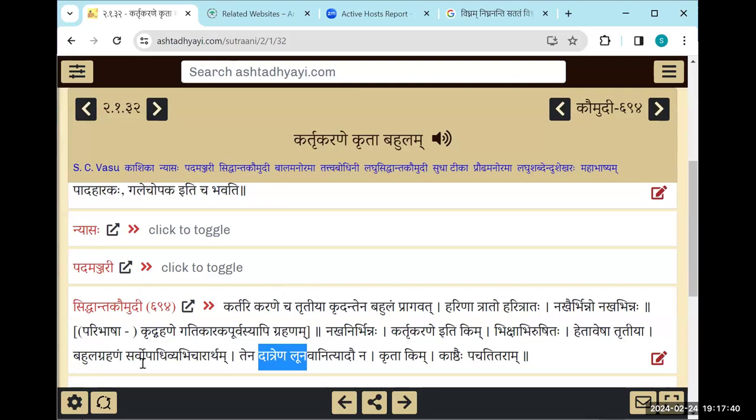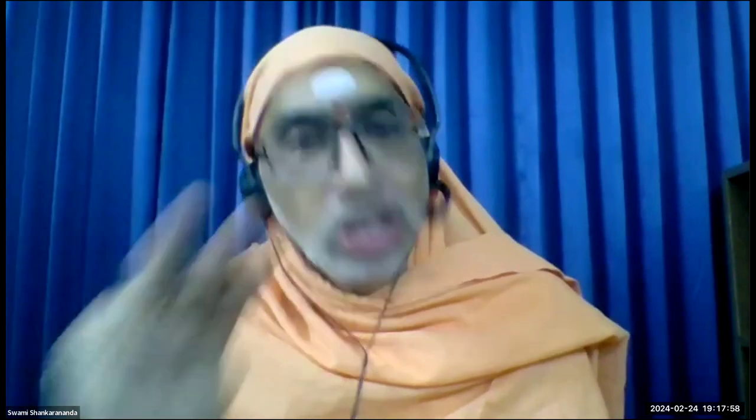It says Bahula Grahanam Sarva Upadhi Vibicharartham. Upadhi means here a condition. To cover all possible conditions which you cannot specify, one word Bahulam is said. And that will tell you that watch, sometimes although there's a Karana or Kartri Tritiya in third case, and it's combined with a Kridanta, like Datra Luna, it may not allow you to compound. Sometimes it is not a Kridanta, it may allow you to compound. Sometimes it is not Kartra Karana Tritiya, it may allow you to compound. This is called Bahulam.